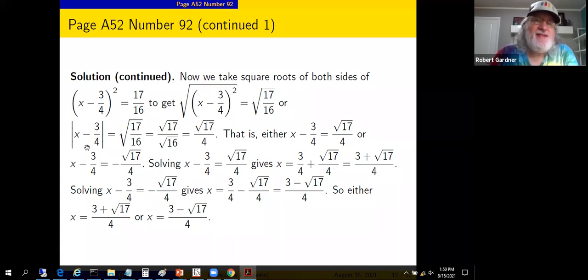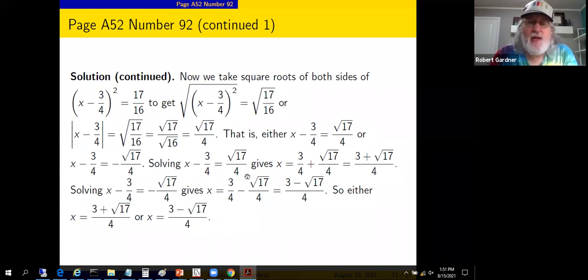So it must be that this is either positive square root of 17 over 4 or this is negative square root of 17 over 4, because the absolute value will absorb that negative sign. That produces two equations. X minus 3/4 equals, verbally to emphasize, positive square root of 17 over 4, or x minus 3/4 equals negative square root of 17 over 4. And these two equations, these are elementary equations. They're easy enough to solve. It's got this weird square root of 17 in it, but whatever.